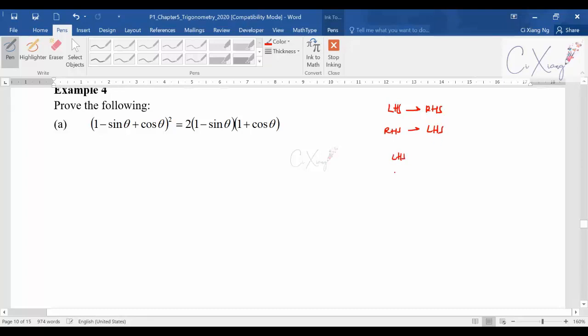Or maybe you can start from both. That means you start from the left-hand side, and also you start from the right-hand side, and then you go to a step in the middle, where both of them are the same. That also can. All right, so usually we still prefer students to use either of these methods, and this one you do only when you have no option.